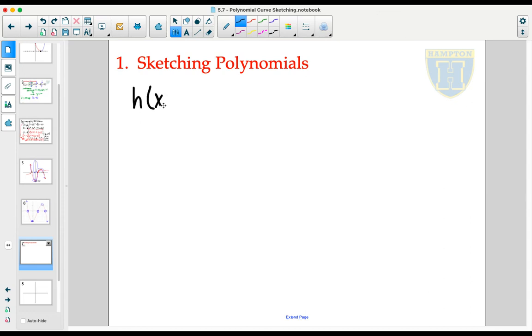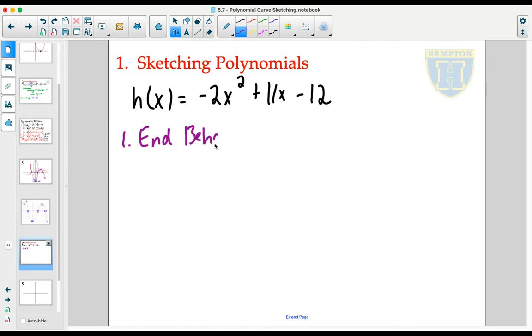Let's graph the polynomial h of x is equal to negative 2x squared plus 11x minus 12. If we're going to produce a sketch of this polynomial, we're going to want to identify three key characteristics. The first is we want to identify the end behavior. The second, we want to identify the y-intercept. And third, we want to identify if the polynomial has any x-intercepts.